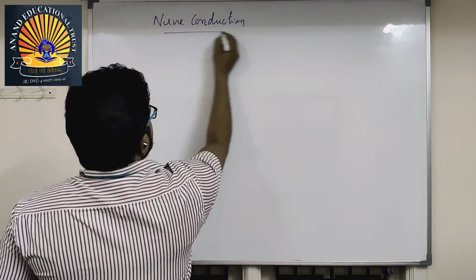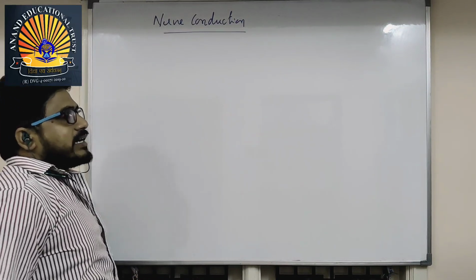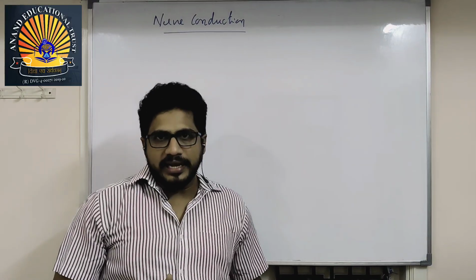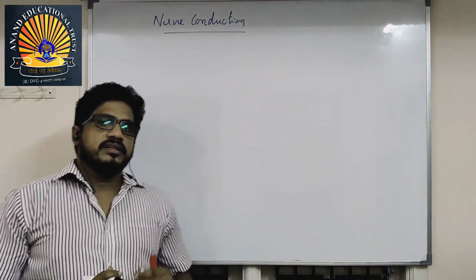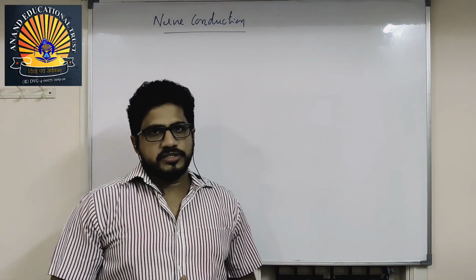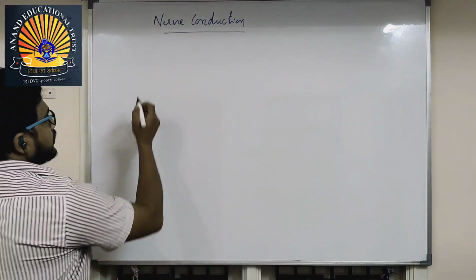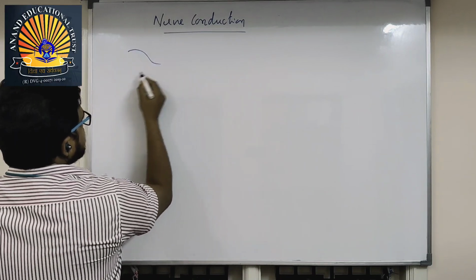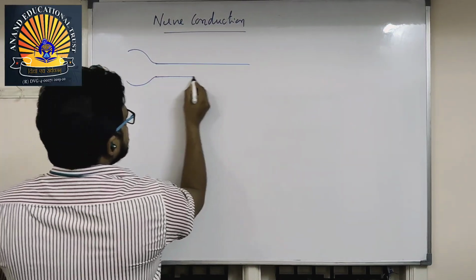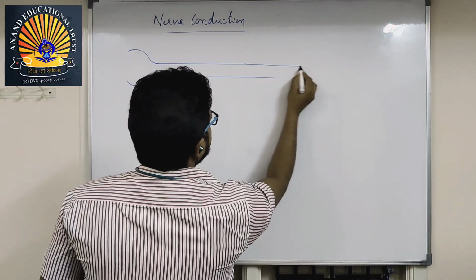Nerve conduction. Once an action potential is generated, it has to travel along the axon to transmit from one neuron to another neuron towards their destinations. So, this is the axon hillock. This is the axon, the entire axon. Right?